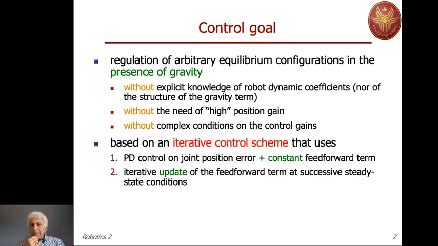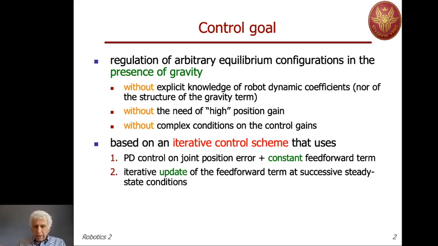Now, the scheme is based on iterations that are not repeated trials of the same motion task, but require some intermediate stage while moving toward the destination. The control law is very simple: a PD control on the joint position error, to which we add a constant feedforward term.